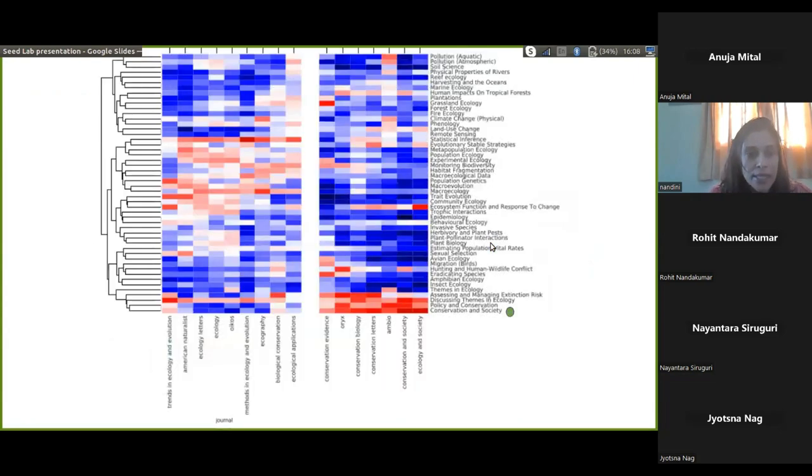In the next slide, you'll see that the same paper machine-read the full text of about 32,000 research articles published in 16 ecology journals and conservation biology journals. And they created a heat map of the topics covered in these journals. They showed that conservation and society were important topics covered in the emerging discipline of conservation biology that is rapidly changing.